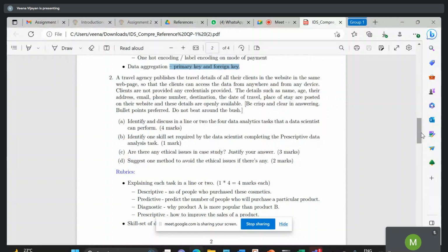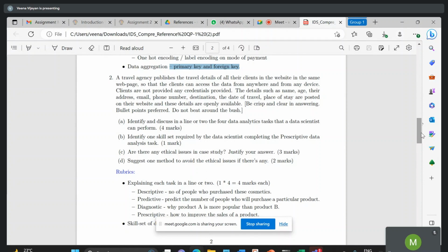A travel agency publishes the travel details of all their clients on a website in the same web page so that the clients can access the data from anywhere and from any device. Clients are not provided any credentials. The details such as name, age, address, email, phone number, everything is displayed on that website.